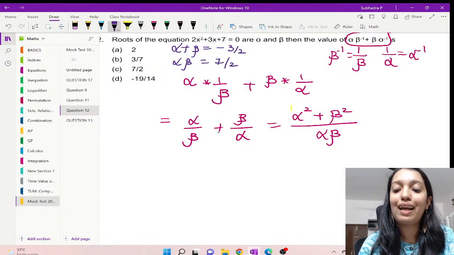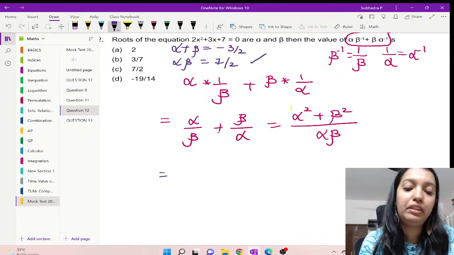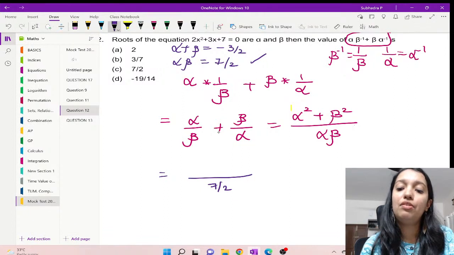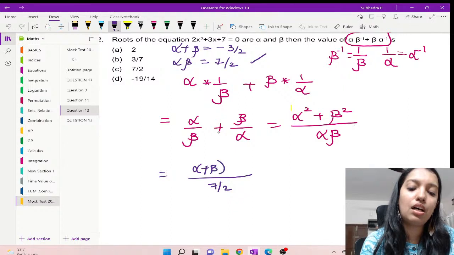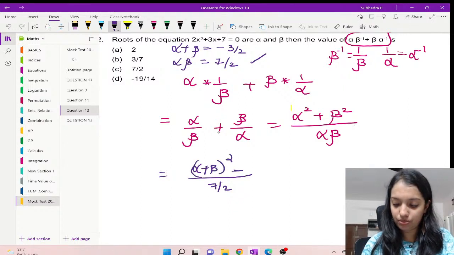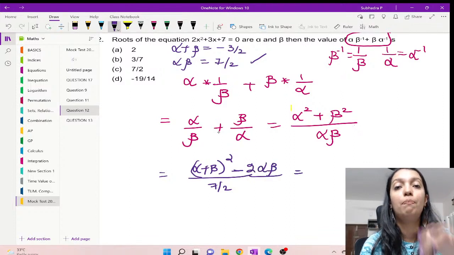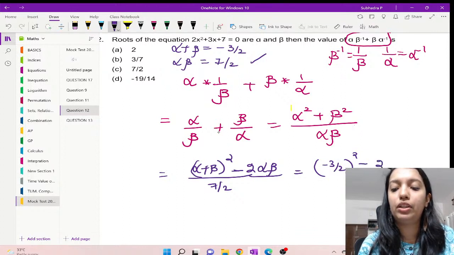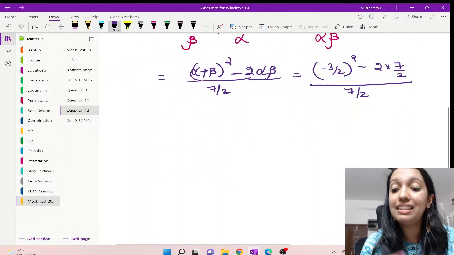Now, I need to find values here. Denominator alpha beta, I know the value as 7 divided by 2. Numerator, I don't know. How do you find it? Convert this in terms of alpha plus beta. Alpha plus beta the whole square minus 2 alpha beta is going to give you alpha square plus beta square. So what is alpha plus beta? Minus 3 by 2 whole square. What is alpha beta? 7 by 2. Whole divided by 7 by 2.